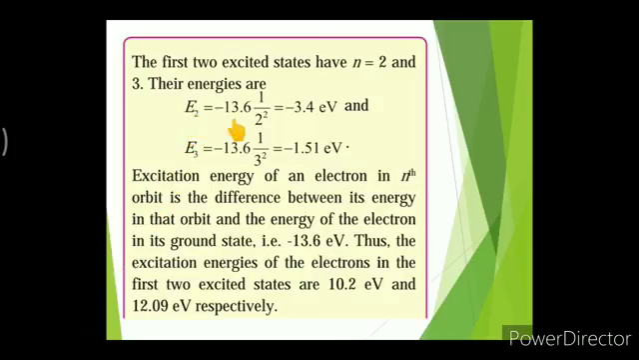So here we can conclude that the energy of the electron in the first two excited states, that is E2, is given as minus 3.4 electron volt, and E3 is given as minus 1.51 electron volt. And also the excitation energies of the electron in the first two excited states are given as 10.2 electron volt and 12.09 electron volt respectively.